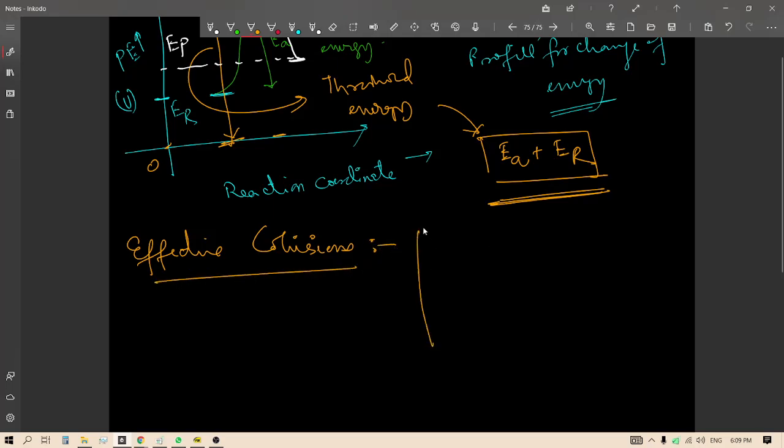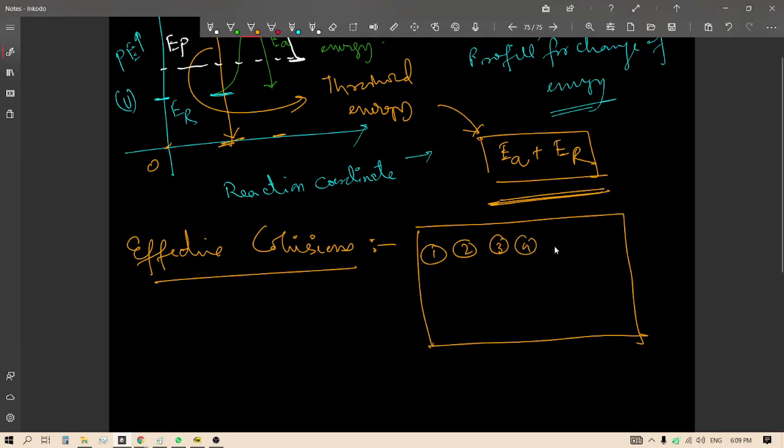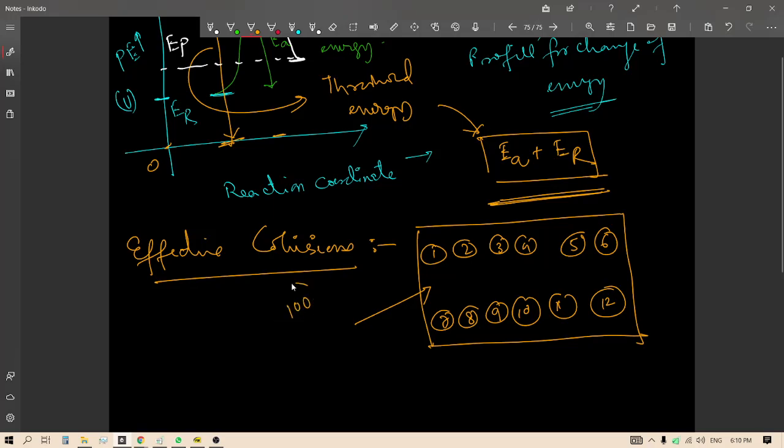Now let us think of these effective collisions as the entire school life period of you guys from class 1 to 12. So each one of you had made numerous friends in all these 12 classes. You have made friends in class 1, 2, 3, 4, 5, 6, 7, 8, 9, 10, 11, 12. Let us assume, you have not counted, but let us assume you made 100 friends in this total period of 12 years.